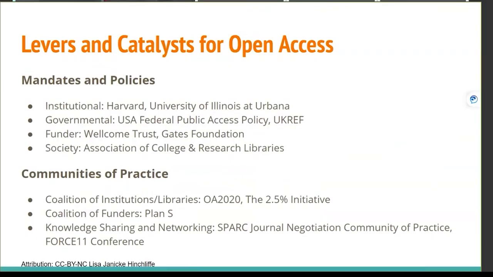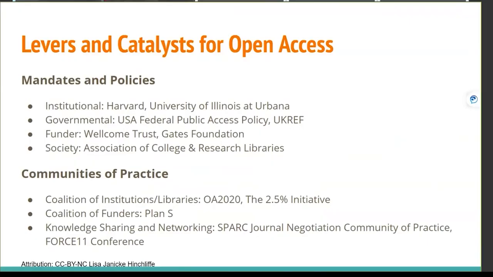So why do we care? Even if we aren't interested in making information available or we're skeptical about how we're going to pay for that, which there are some very legitimate concerns, there are some institutional, governmental, funder, and society participants who are pushing for open access. So some institutions like Harvard, MIT, and the University of Illinois at Urbana are mandating that anything that their faculty publish must be open access in some form.